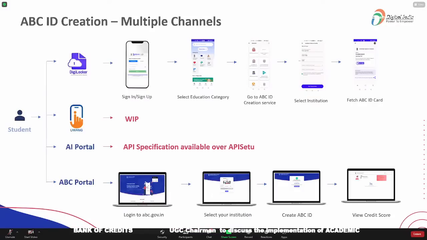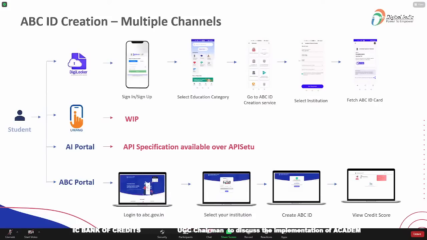authentication process where you just create your DigiLocker account and you go to the education category. There is a service called ABC ID creation, and you just select the institution in which you are currently studying. If you don't find your institution, you can choose none of them and proceed, and you will be provided with the ABC ID. We are also coming up on Umang as well. So if somebody has the Umang app, they can also create their ABC ID.